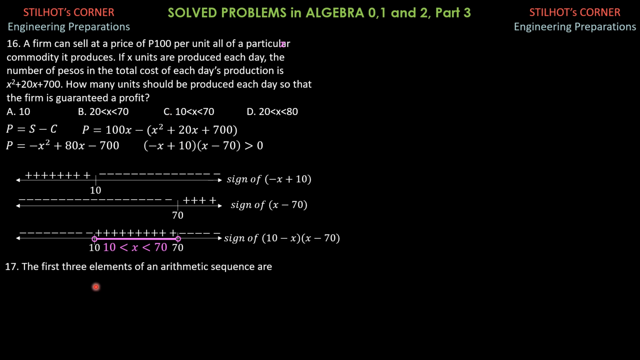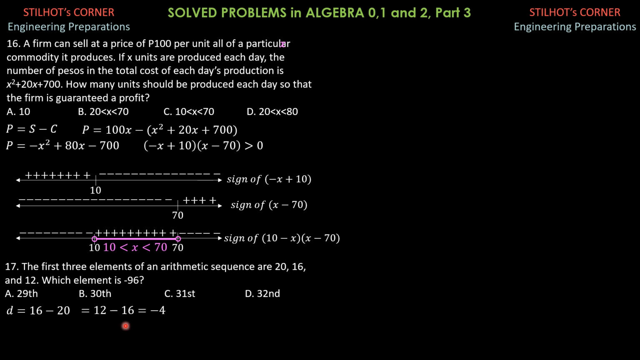17. The first three elements of an arithmetic sequence are 20, 16, and 12. Which element is negative 96? So this is the first term 20, so 16 minus 20 equals 12 minus 16, and that's the common difference, which is negative 4.